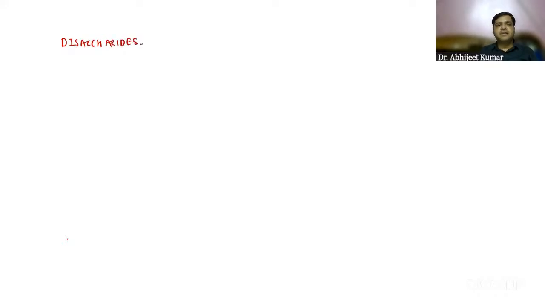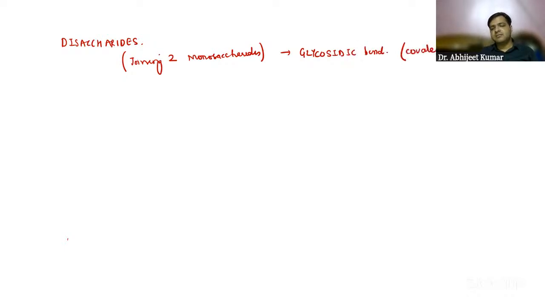Now, disaccharides are formed by joining two monosaccharides, and they are joined together by a bond that is called a glycosidic bond. I will be discussing this bond in detail. That is nothing but a covalent bond, guys. I will be coming to this particular point in detail.